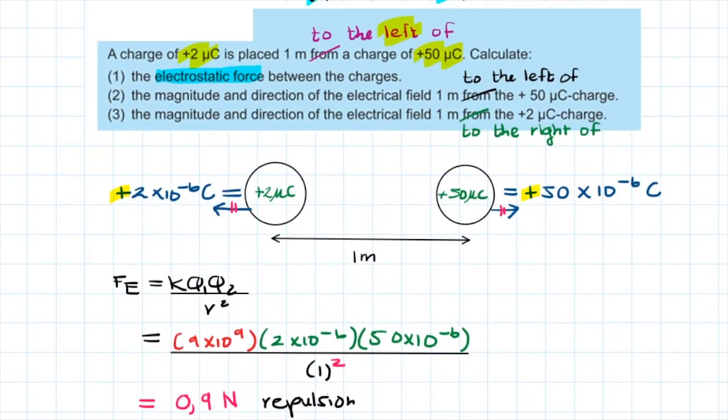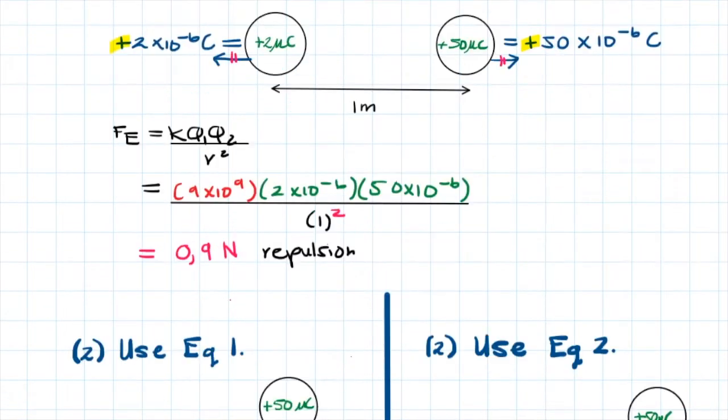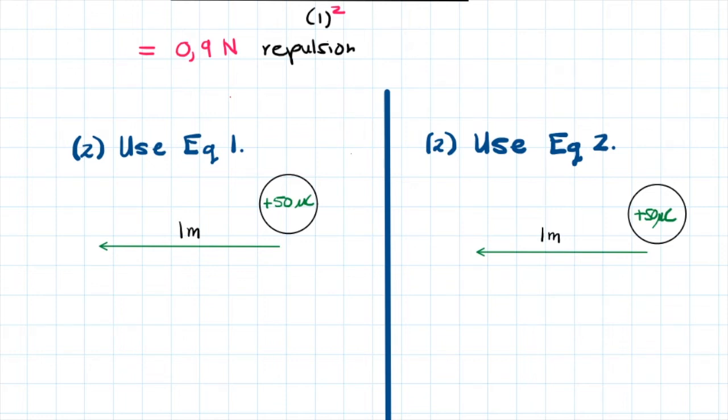Let's go on to question number 2. This question reads, we must calculate the magnitude and direction of the electric field 1 meter to the left of the positive 50 microcoulomb charge. The focus here is the positive 50 microcoulomb charge. We are interested in its electric field 1 meter to the left of it. Now, since we have so much information, we can use either equation 1 or equation 2 to perform the calculation. I'm going to start off by using equation 1, and then I'm going to show you how you can also use equation 2. But in your tests, exams, or your homework, you choose which one of the two to use. You don't need to use both of them.